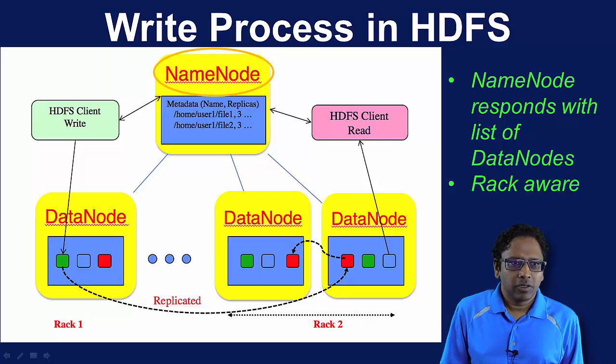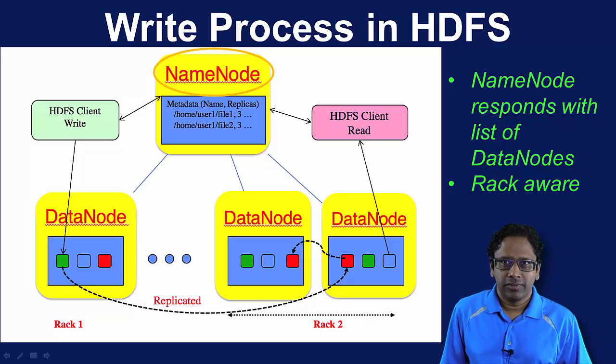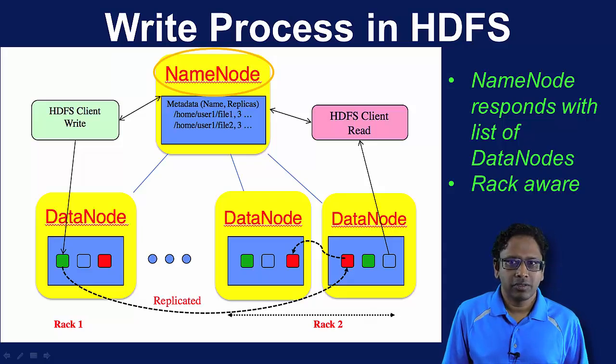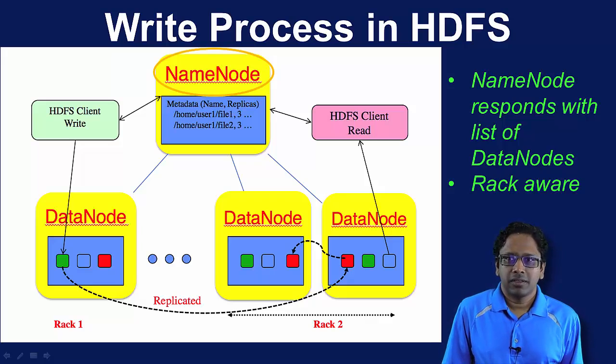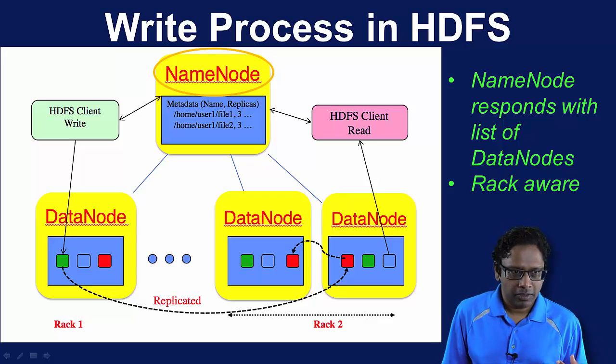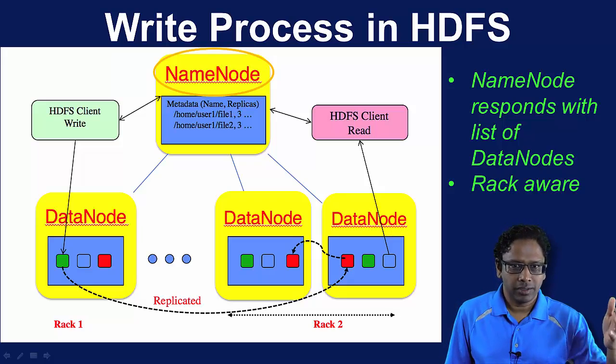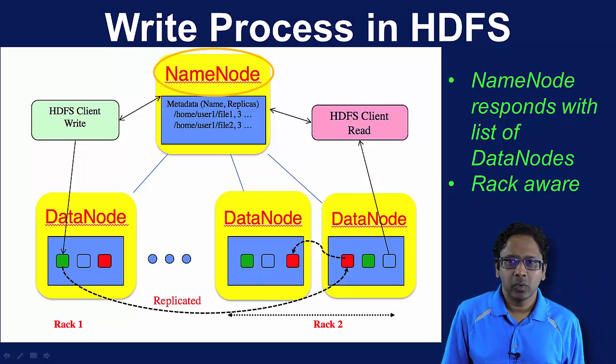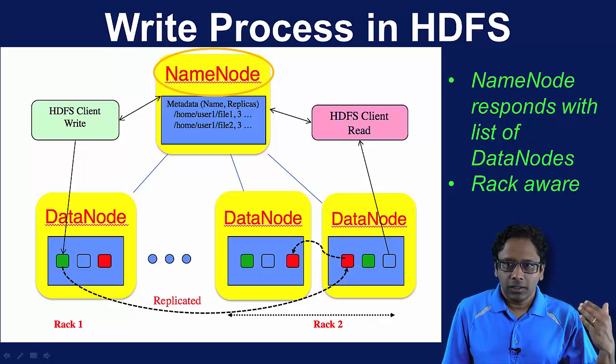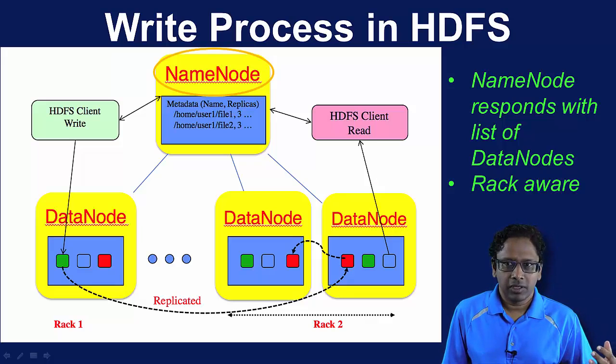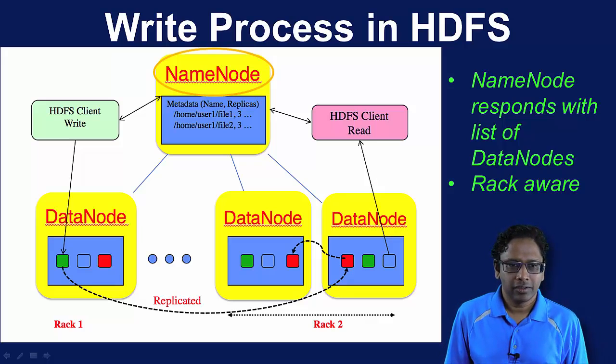So once the name node is contacted, it responds with a list of data nodes, and the name node is rack aware, as I mentioned earlier. With a default replication of 3, the HDFS name node would say the primary replica block is placed on the local rack, so rack 1 in this example, assuming that the HDFS client is in rack 1. And then the next replica goes on a remote rack, so rack 2 in this case, and the replicas are in red here.